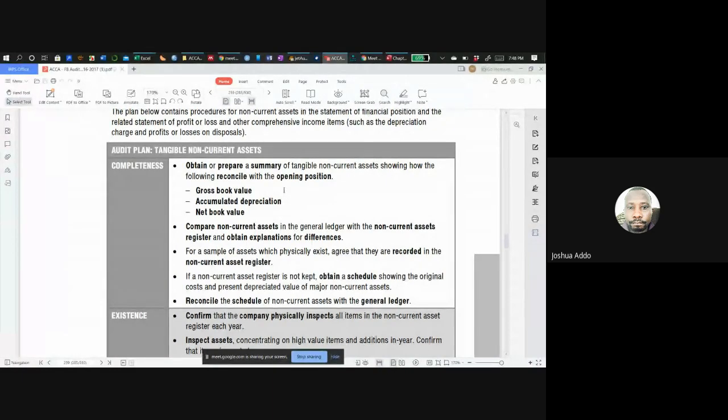If we take completeness, the auditor wants to know that everything that needs to be recorded has actually been recorded, and all disclosures that need to be made have been made. That's the summary of completeness. So if the auditor wants to test that this completeness assertion is actually there, you can do a number of things. Obtain or prepare a summary of tangible non-current assets, showing how the following reconcile with the opening position: gross book value, accumulated depreciation, net book value.